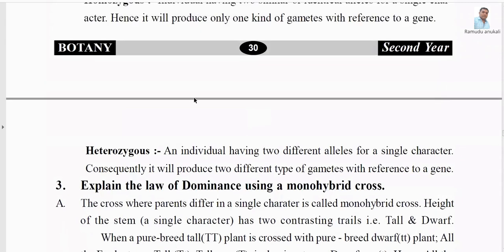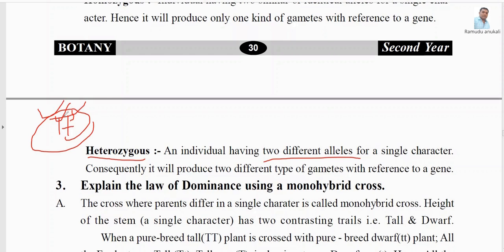Now just now I already explained to you heterozygosity. So here two alleles are having different genes, different alleles, one capital T, one small t. It is called heterozygous. An individual having two different alleles for a single characteristic. So single character is the tall one. It is the tall.